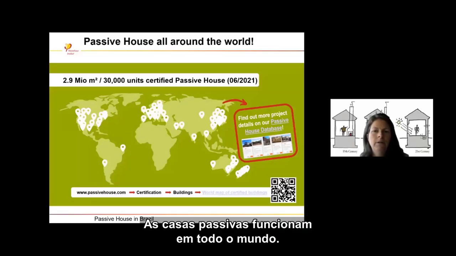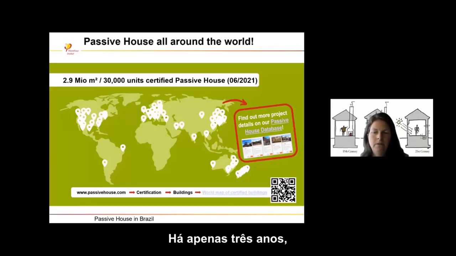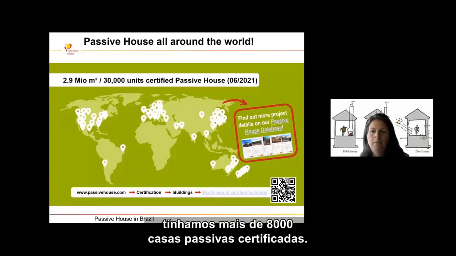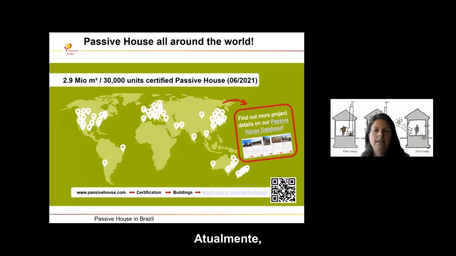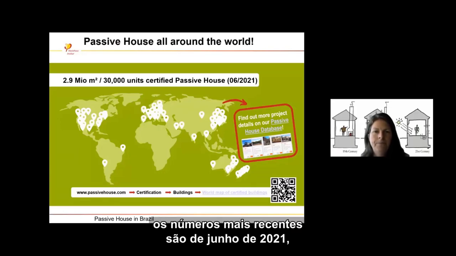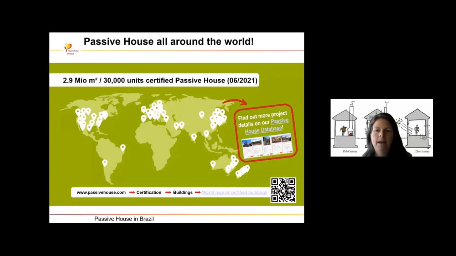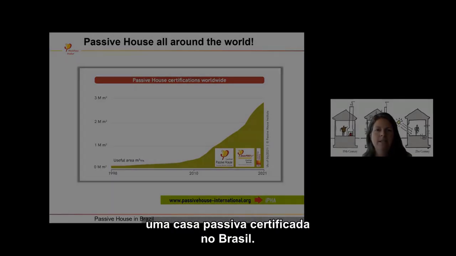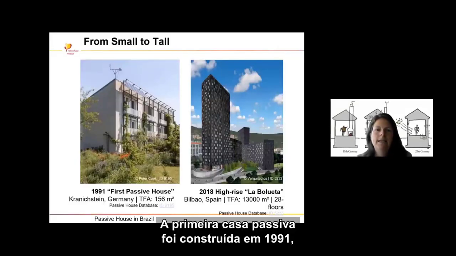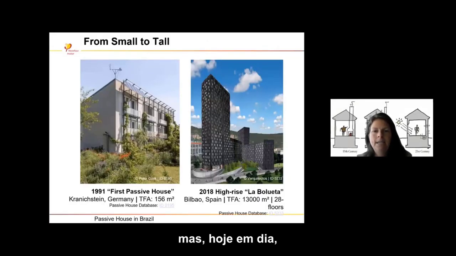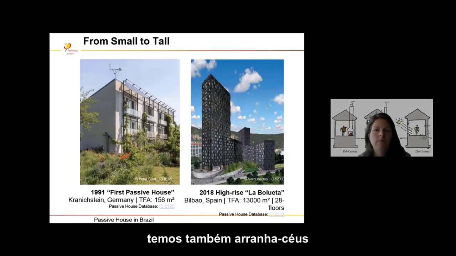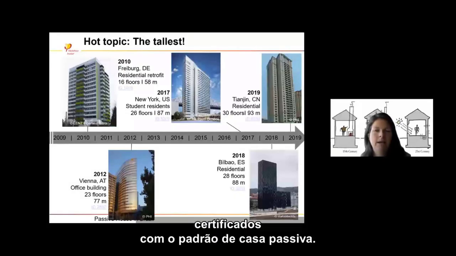Passivhaus works all around the world, and we had only 3 years ago more than 8,000 certified passive houses. And now this is from June 2021, the latest numbers. So we grow exponentially, and we also have 1 certified passive house in Brazil. The first passive house was built in 1991, but now we have also skyscrapers in certified passive house standard.